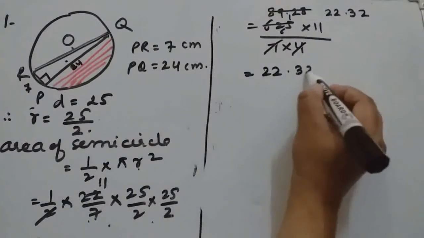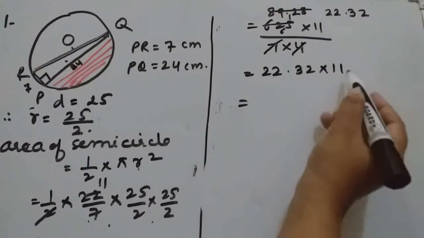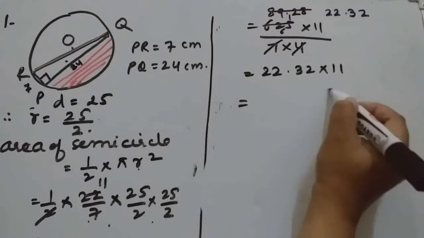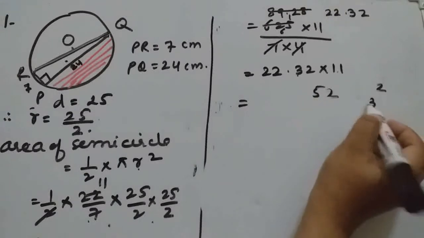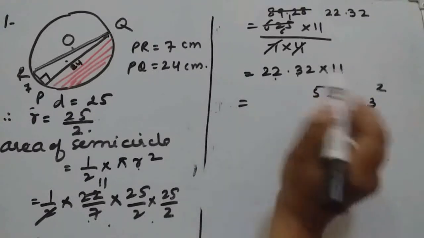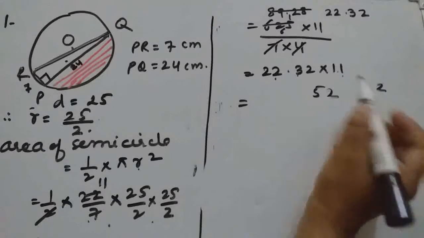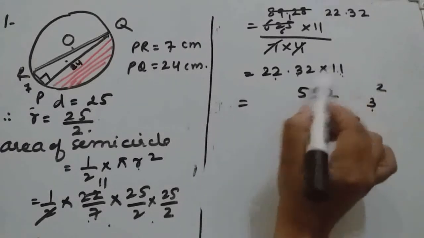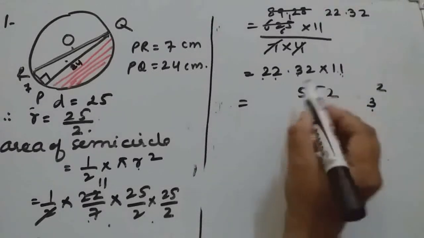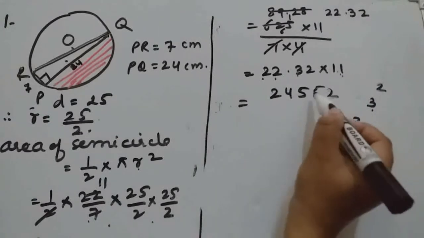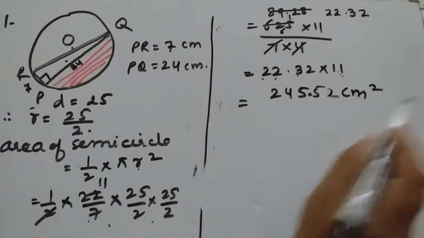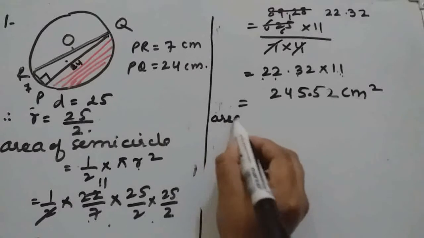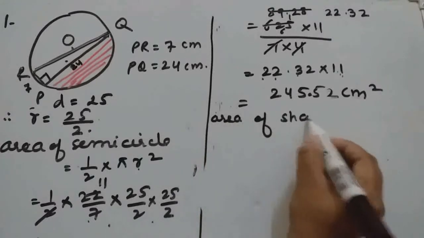So 22 by 32 into 11. So from 11 we can multiply this. 11 2s are 22, 11 3s are 33, and 2, 35. 11 2s are 22 and 3, that is 25. 11 2s are 22 and 2, 24. Okay. After two-digit decimal, we will put the decimal point after two digits. This is centimeter square.